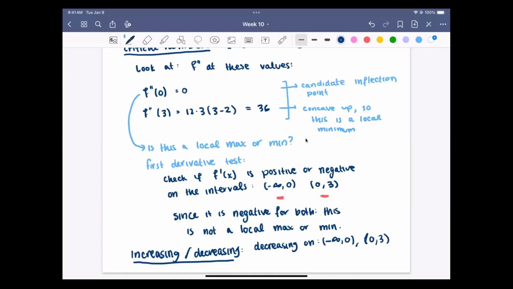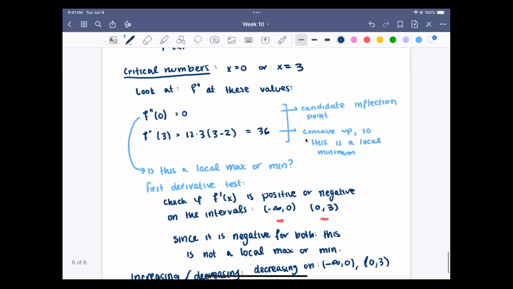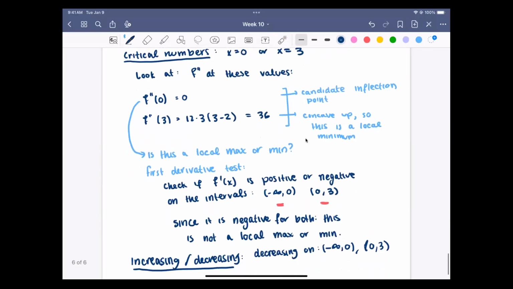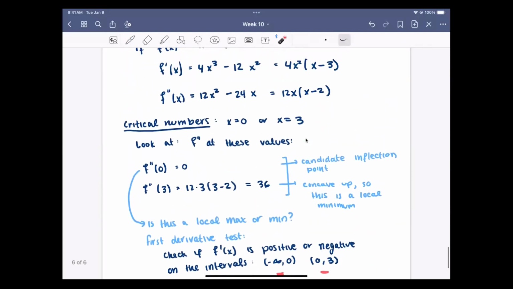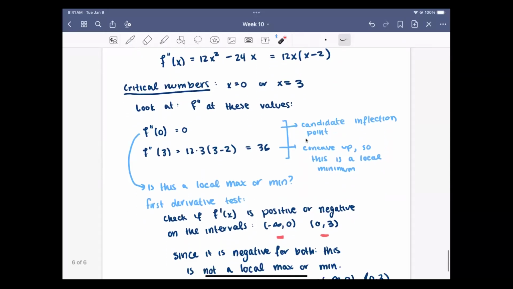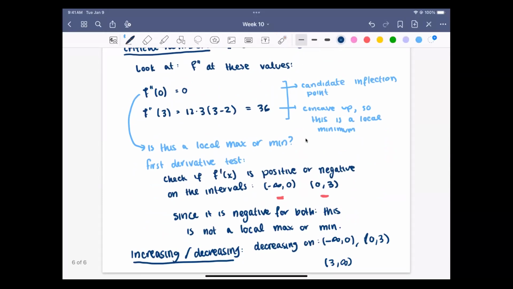And then let's check. So the last interval would be from 3 to infinity. Okay, so let's look at f prime again. So on the interval 3 to infinity, is this positive or negative? Yeah, so this is going to be positive. So we're increasing on this interval.